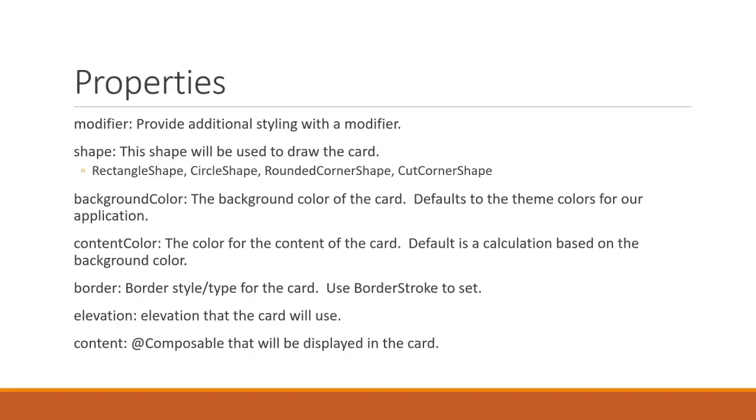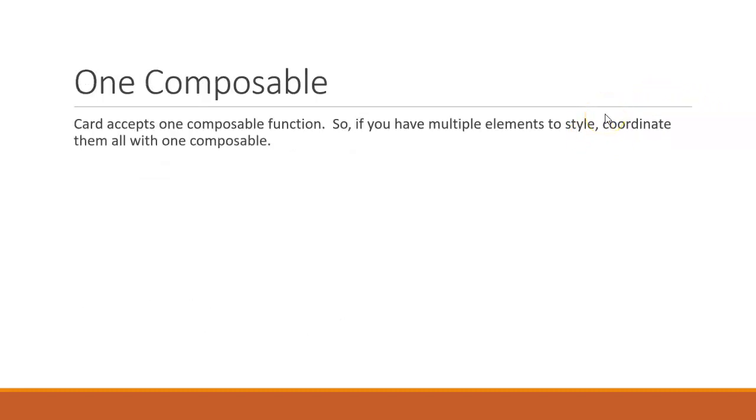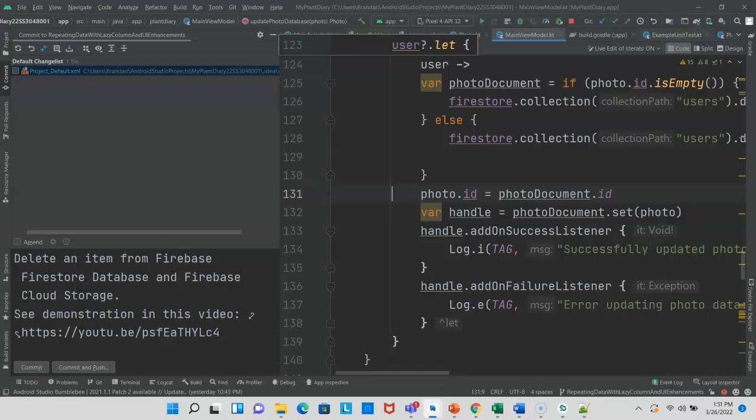There's also a border style or type, so you can do a colored border, something like that. An elevation, which will cast a shadow, and then content is the composable function that contains the elements that the card will display. Now, an important note is that a card has only one composable parameter. So if you want to style multiple elements, it's important to wrap them first in another container, something like a row or a column. So with all that said, let's take a look.